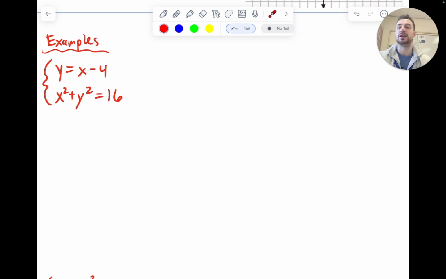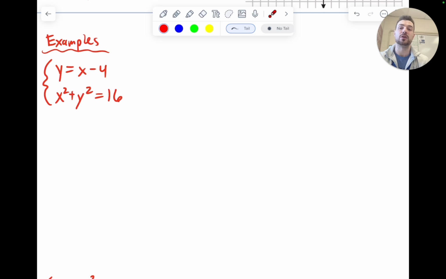Our first example is y equals x minus 4 and x squared plus y squared equals 16. This is an example of a linear-circle system, because this is a line and this is the equation of a circle. To refresh quickly on the equation of a circle, values being added or subtracted directly to x and y tell us where the center of our circle is going to be. Since nothing is being added to x and y, our center is the origin, (0, 0). And this is our radius squared, so the radius of the circle is 4.